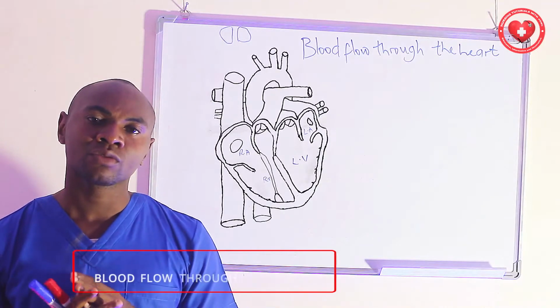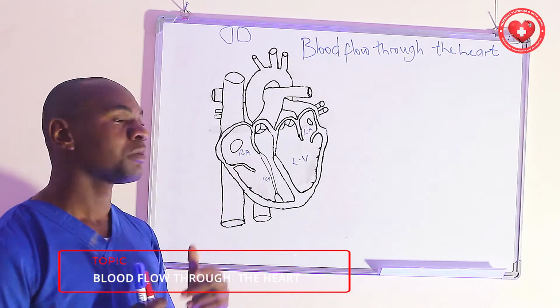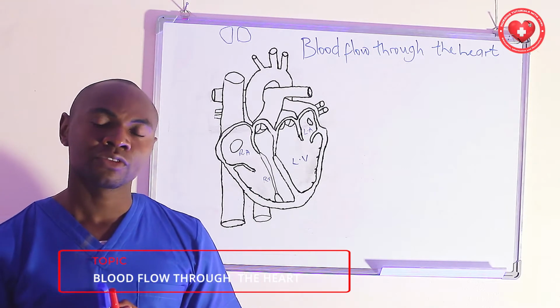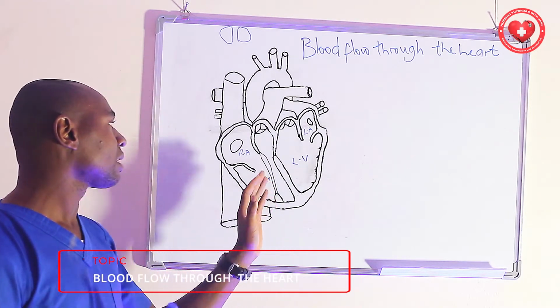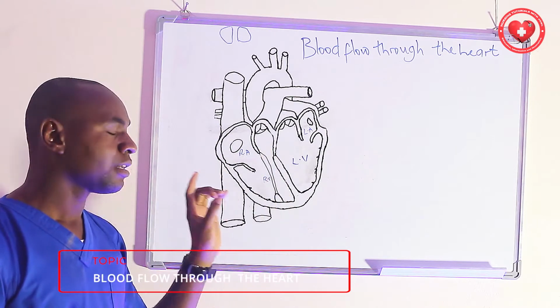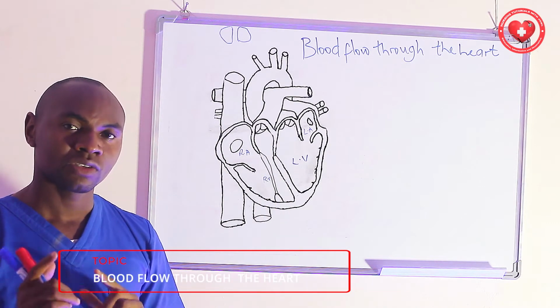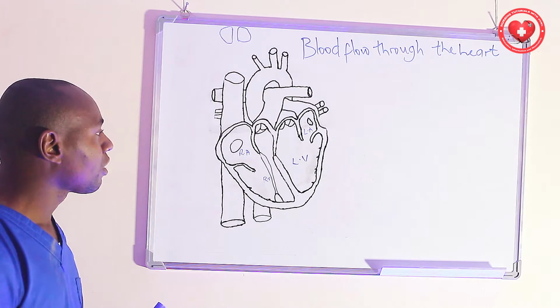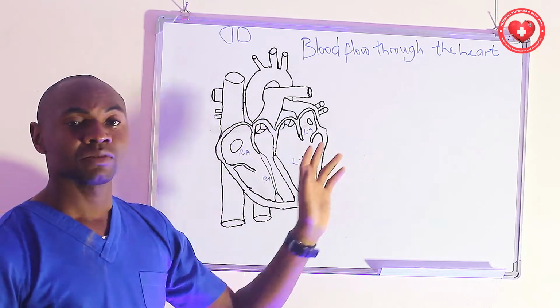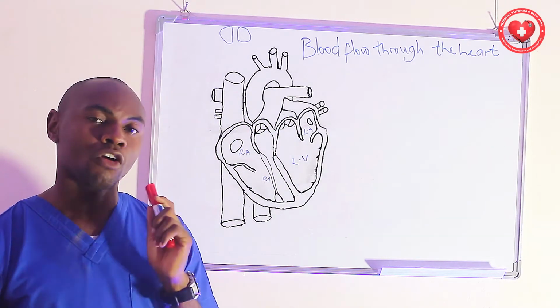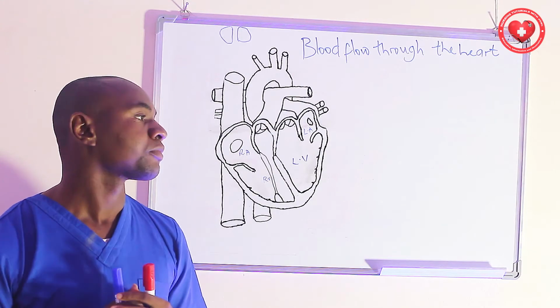There are some basic things we need to understand before we begin the teaching for today. First of all, we must know that the right part of the heart deals with deoxygenated blood, while the left part of the heart deals with oxygenated blood.